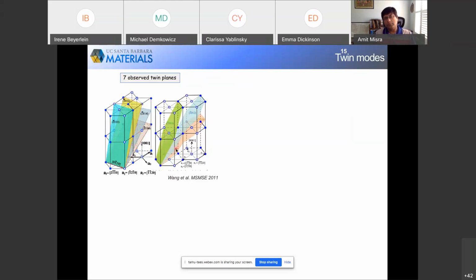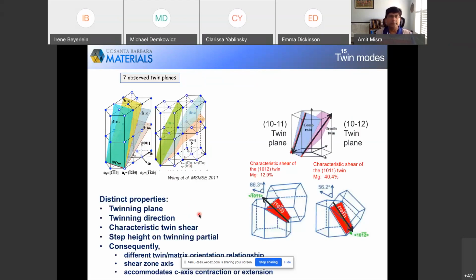Now, all 7 of these are important in that they do have some key distinctions, which I'll go over here. First of all, you notice that there's a particular plane in which they act, and that means they also have a different twinning direction. Along with that, they have different step heights, and they have a different characteristic twin shear. So there's a different amount of shear which each will invoke. Also, they have a different height, which means there's a different amount of lattice rearrangement that they will cause.